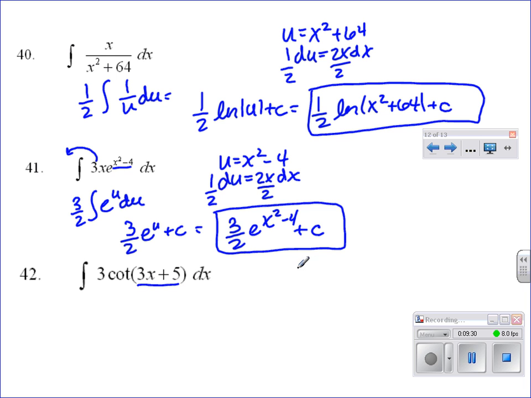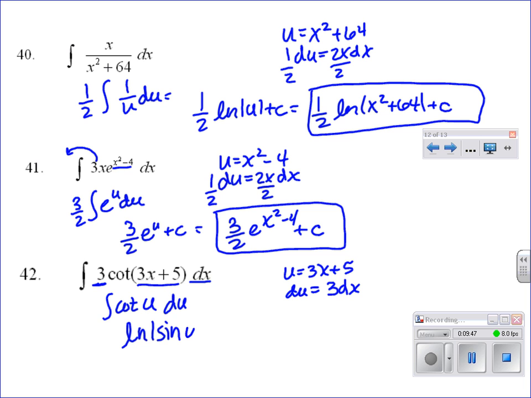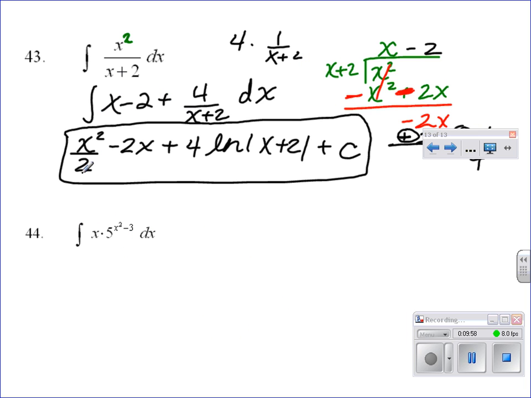Alright, u is 3x plus 5. Du is 3 dx. Hey, look, that actually matches this time, so I don't need to divide by anything. This is just cotangent of u, and this 3 and dx are your du. Antiderivative of cotangent, natural log sine. So natural log sine 3x plus 5 plus c.